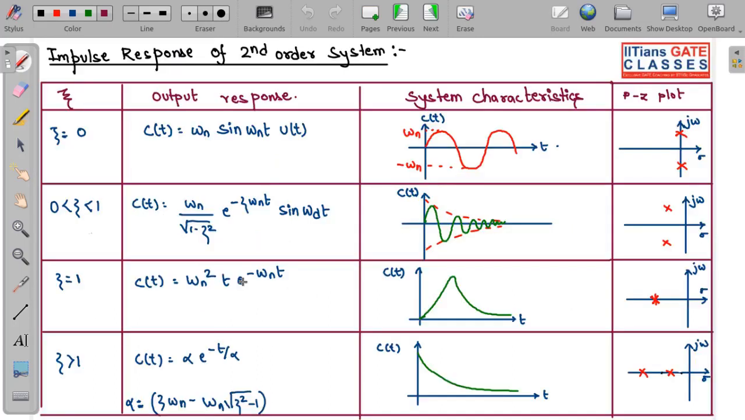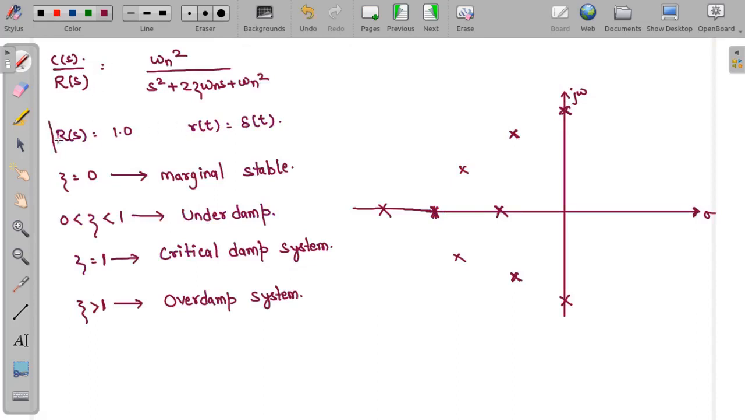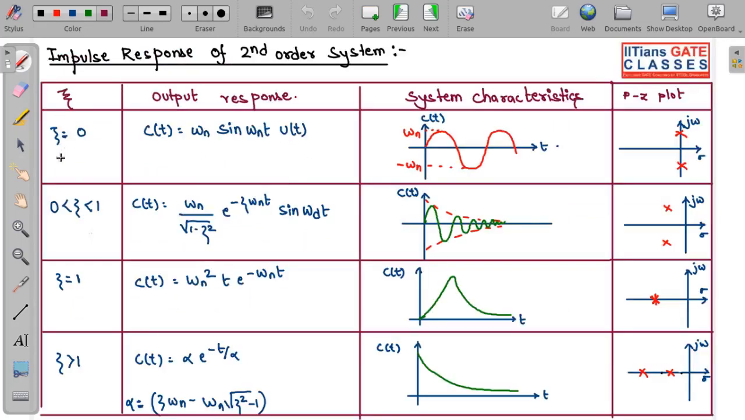So now based on this, when you give your input as this, for different values of zeta, what is your output, that I have calculated. You can see over here for zeta equal to 0, this is marginally stable, this is underdamped, this is your critical damped, and this is your overdamped system. For different values of zeta, I have written the output response along with the system characteristics, how your system output will look, and your pole zero plot.